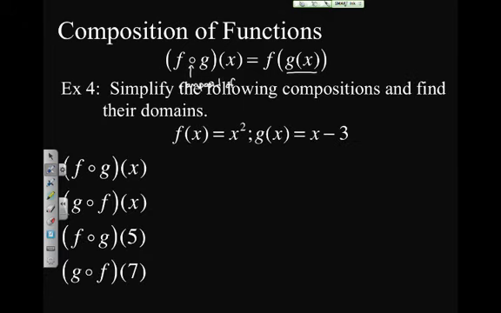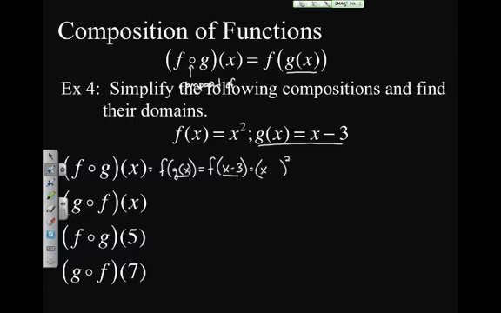So we want to simplify this. We're given, simplify the following compositions and find their domains. So f composed of g of x. As we look at the first one, that's f of g of x, which means the g function gets applied first. So g of x is x minus 3. So all we're doing is replacing the g of x with the x minus 3 because those are equal to each other. And now what does the f function do to anything you put into it? Well, it takes the input value and squares it.